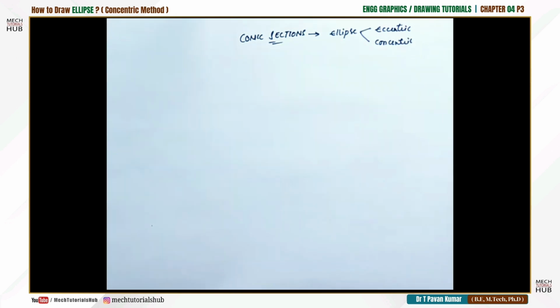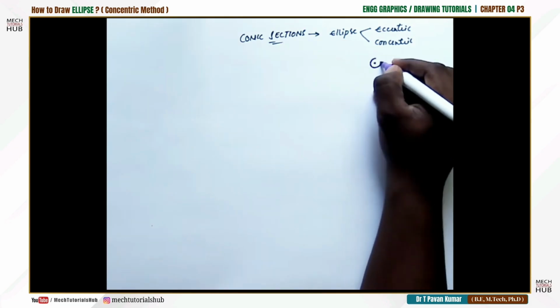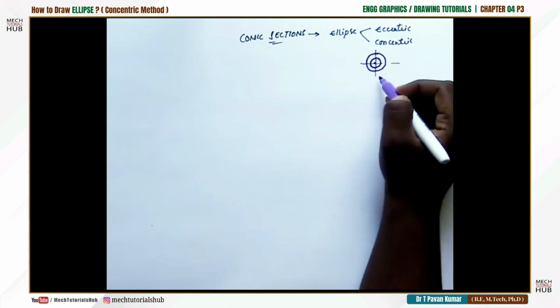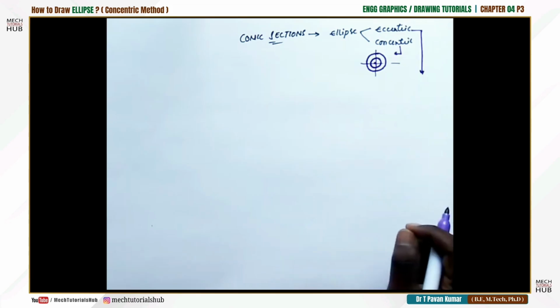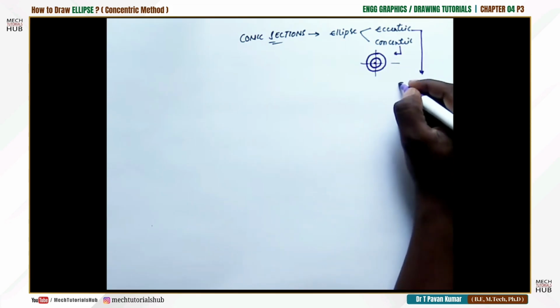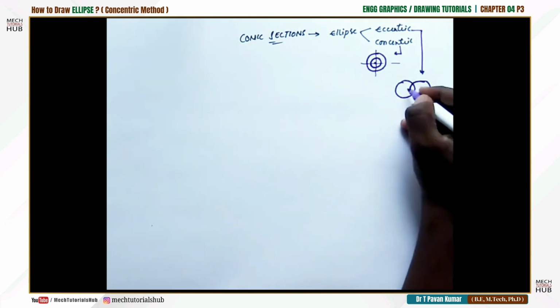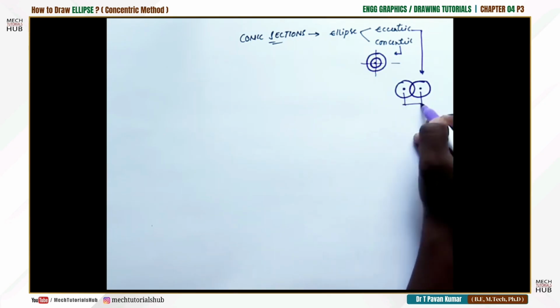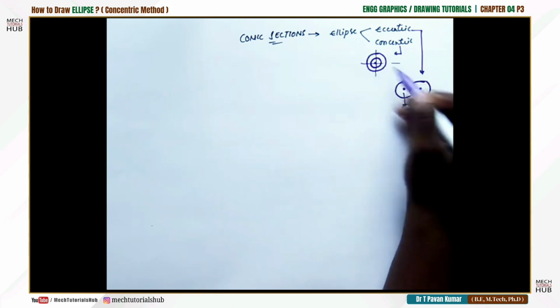What is the difference between the eccentric method and the concentric method? That is more important. Concentric is nothing but both the circles share the same center. For example, these are two circles sharing the same center. Then I can call this the concentric method. Now in the eccentric method, both the circles' centers are at some offset distance. For example, this is circle number 1, this is circle number 2. Both the circles are aligned, but both are maintaining some offset distance. This offset distance is nothing but the eccentricity. So this is the difference between these two.